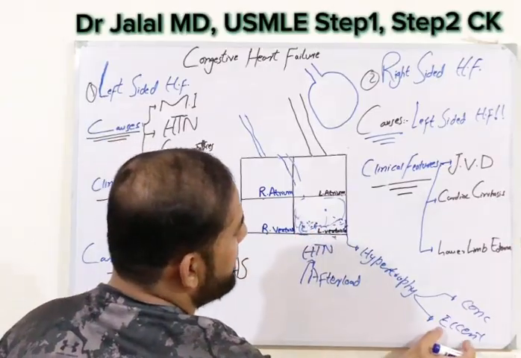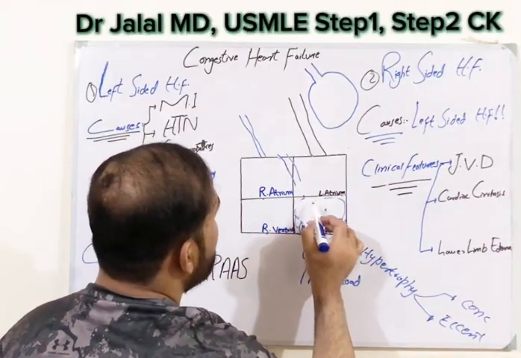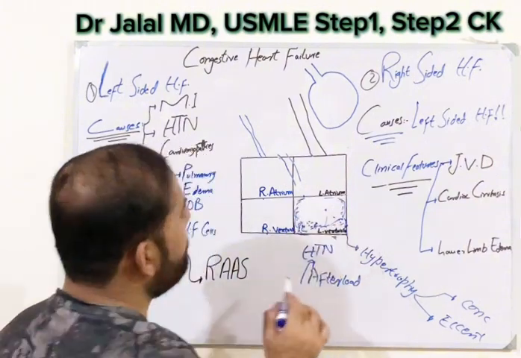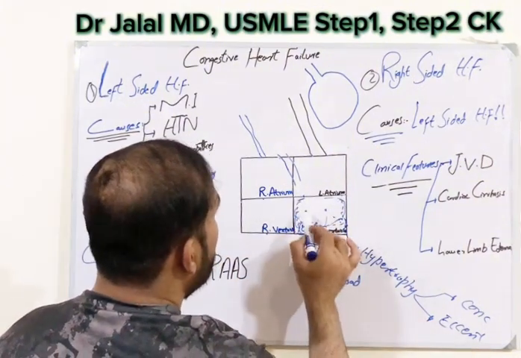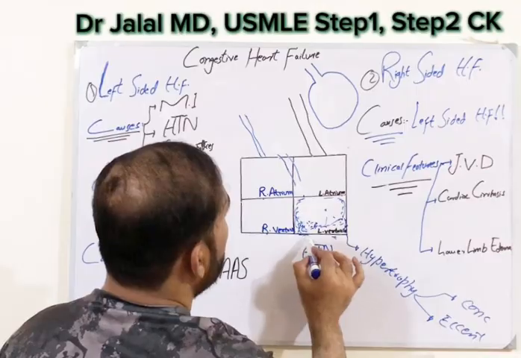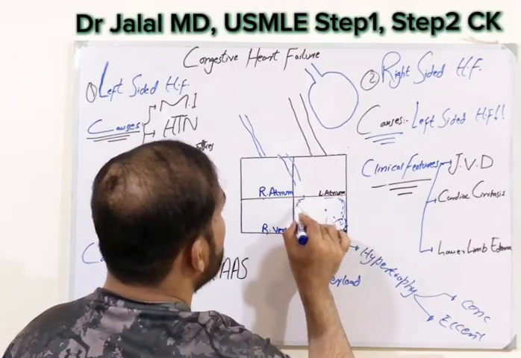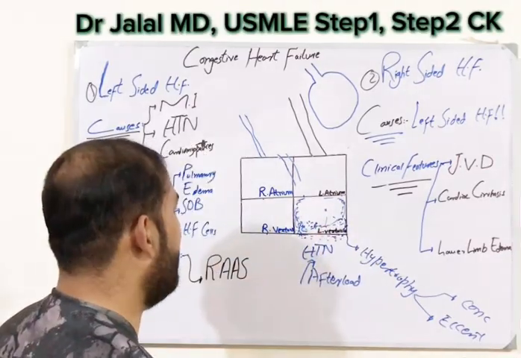Contrastingly, when we say eccentric hypertrophy, the muscle is added in series. So in eccentric hypertrophy, the left ventricular cavity is increased. It means the muscle is added in a series-like fashion.